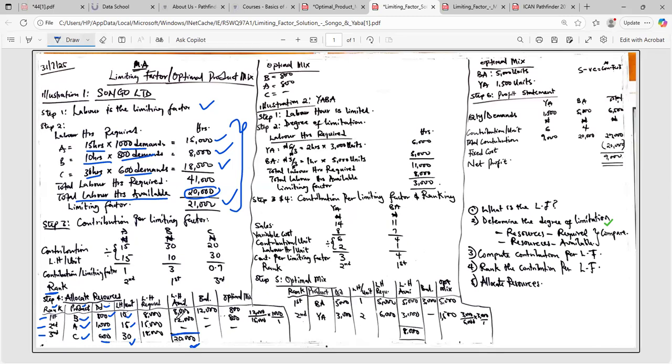For product B, which needs what? Labor hours required. It needs 8,000 labor hours. Product B needs 8,000 labor hours to be able to produce 800 demands. We have 20,000 at hand now, so we can satisfy the whole 8,000. We'll give product B the whole 8,000. That is why I put 8,000 under labor hours available. That's what we can give to product B.